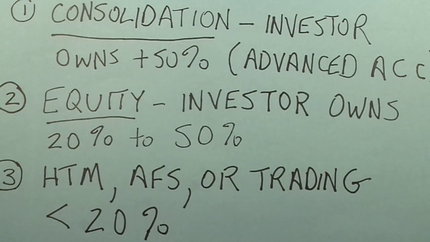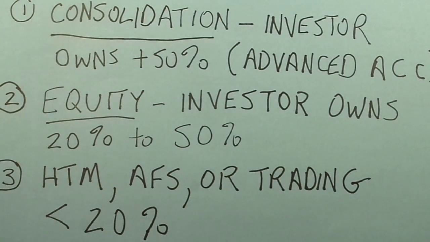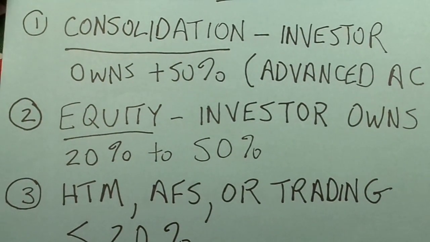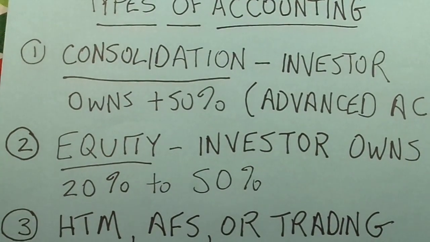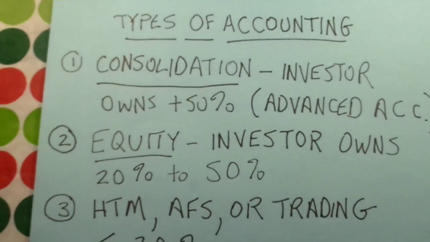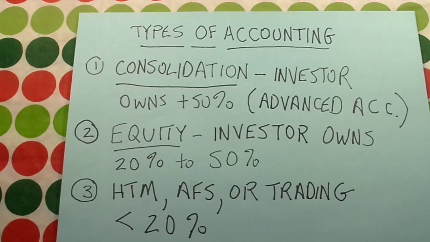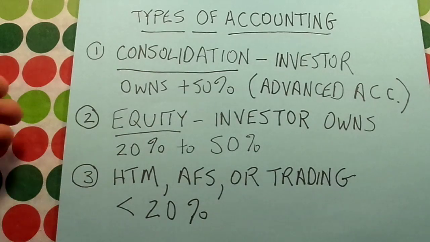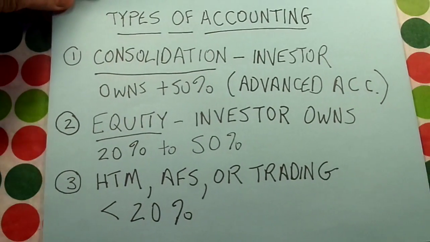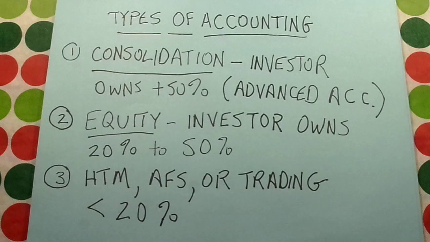We have several possibilities, and I hesitate to call these choices because they're really not choices. It's more like we go through some steps, some thinking, and depending on what type of investment we have, drives what type of accounting is done for the investment. So the first type is a consolidation, and this is where the company we're doing accounting for owns 50% or more of the company it invested in.